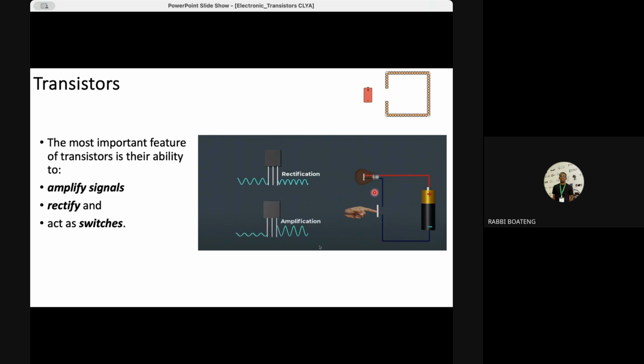So a transistor can also serve as a rectifier. Is that okay? But we use a diode in that power supply. Transistors can also serve as a switch. Is that okay? First, we used to use relays and other things, but of late we are using transistors to do that.